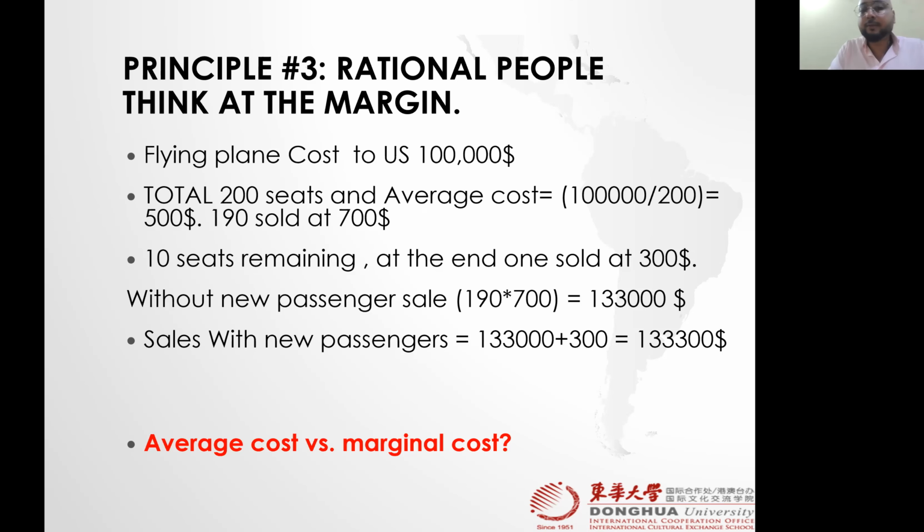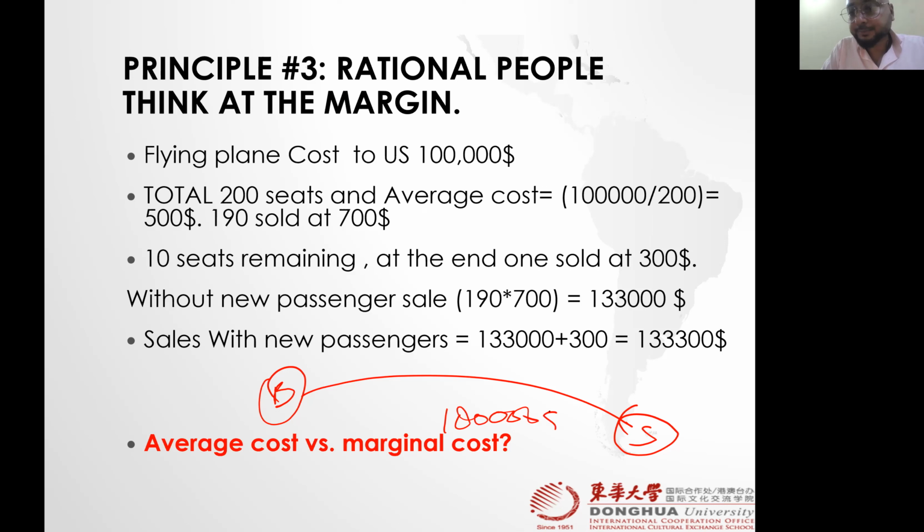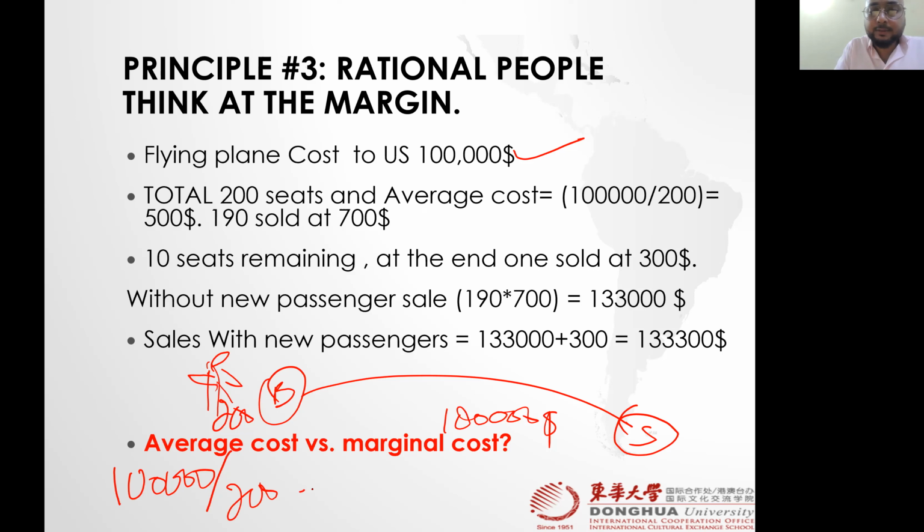So we have a plane that is going from, for example, Beijing to Shanghai. The flight is costing $100,000, right? So in this plane there are seats for people, 200 seats. So 200 seats, what is the average cost? 100,000 divided by 200. The answer is 500, so 500 is the average cost, right? Now what happened?